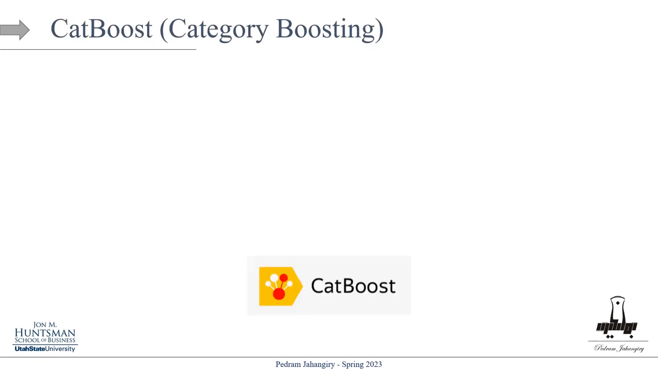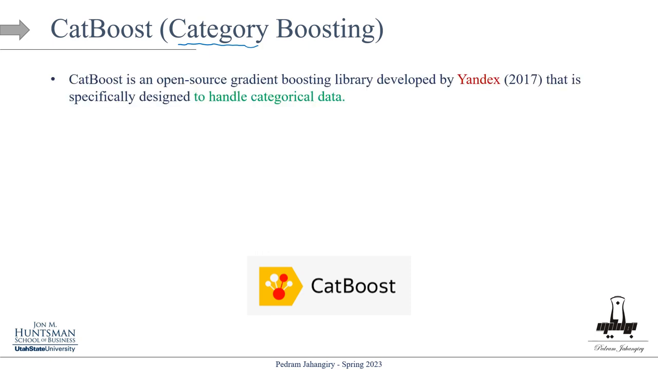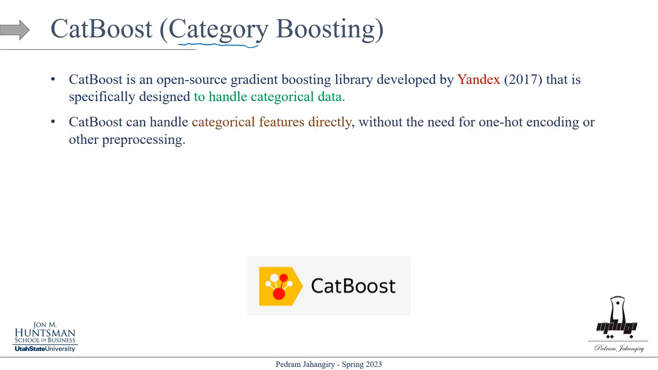And the last one is CatBoost. CatBoost stands for category boosting, and as the name suggests, it should be good at handling categorical variables. Actually, it was designed to handle categorical variables better than XGBoost and LightGBM, right? Without doing any pre-processing, without doing one-hot encoding. CatBoost is another open source gradient boosting library. It was developed by Yandex back in 2017, and again, it is specifically designed for handling categorical data.